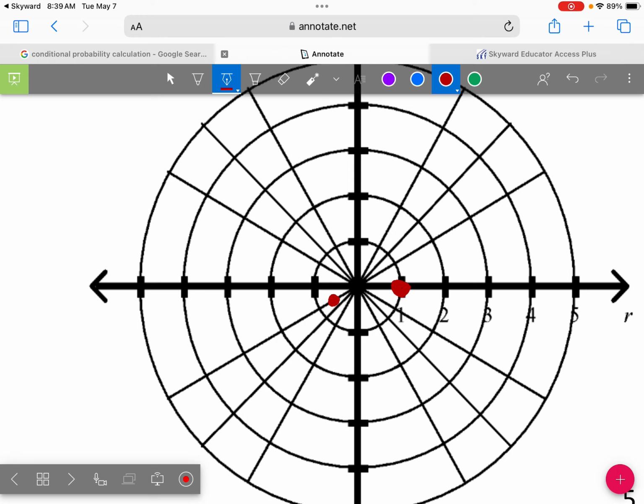I have to really pay attention closely when I'm doing these myself. Okay, so then we have pi over 4. Or let me start over. So I'm plotting my points. So I have 0, 1, pi over 6, 0, pi over 4.